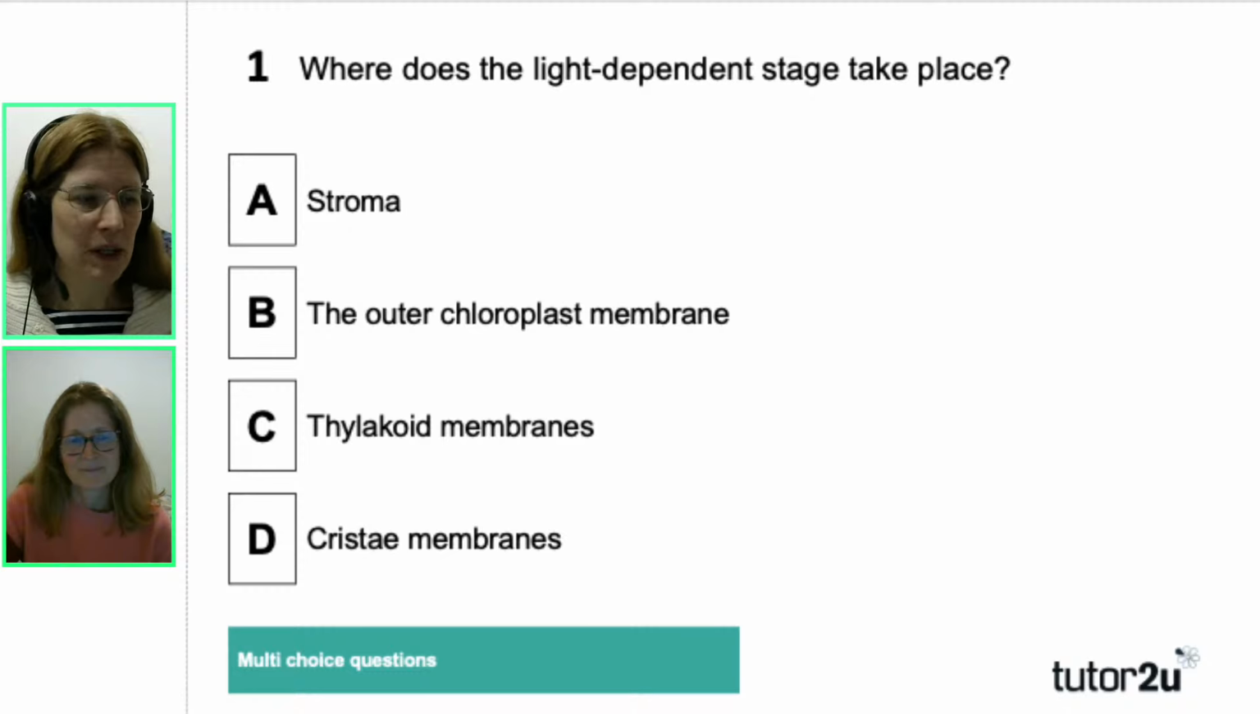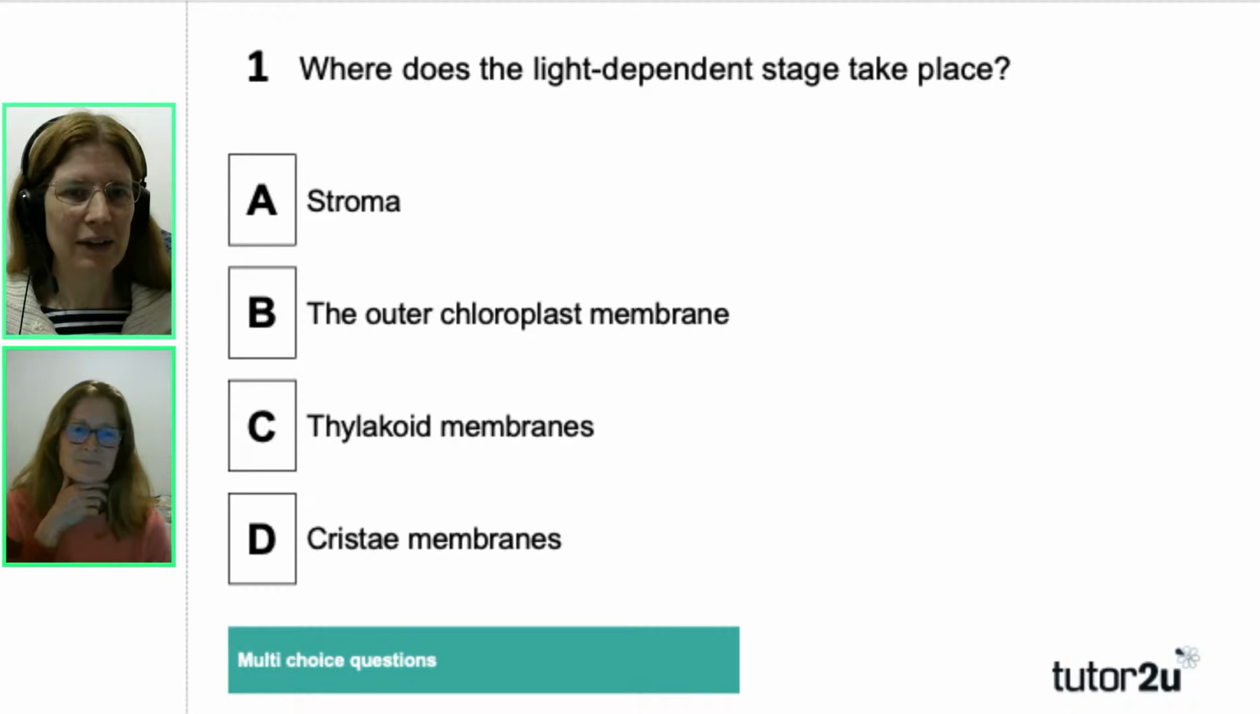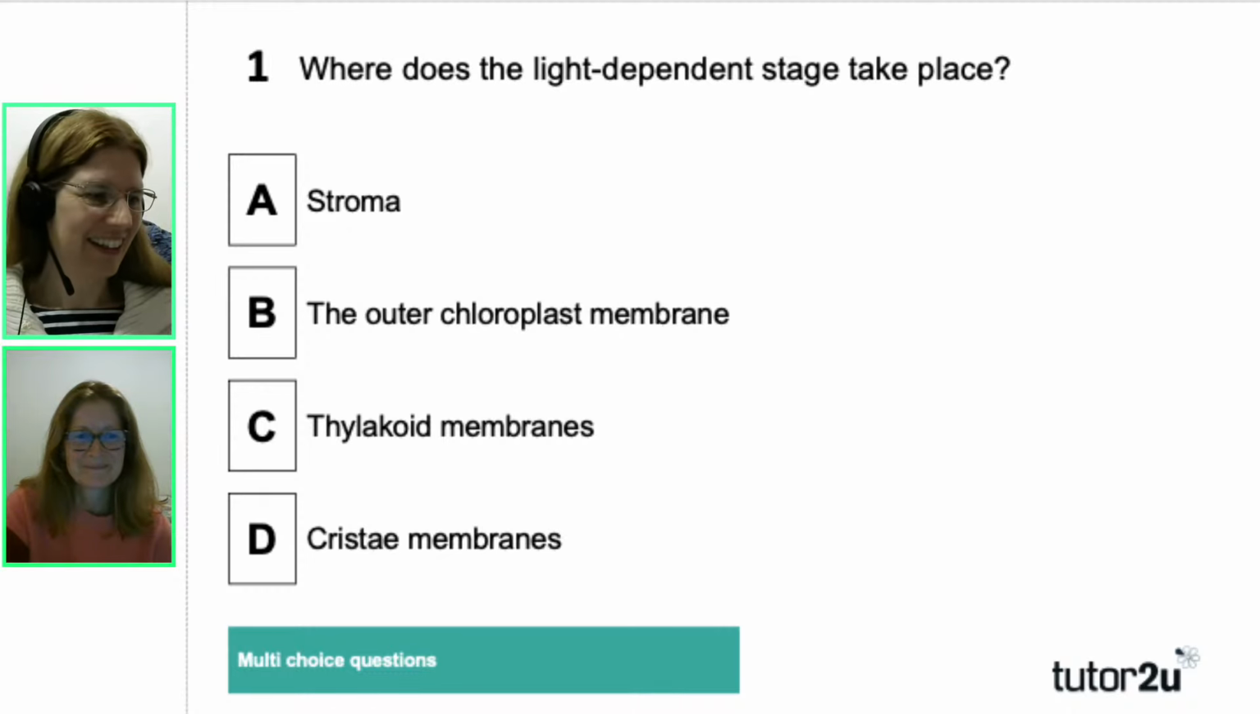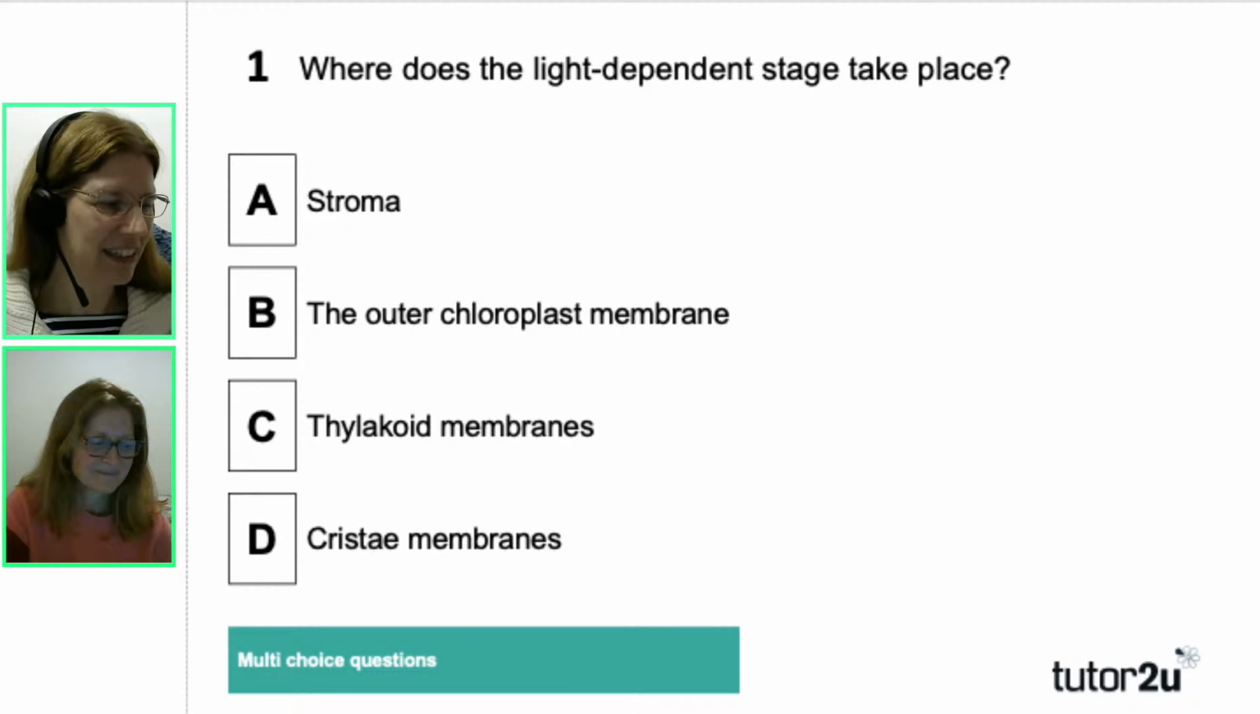Is it A, the stroma? Is it B, the outer chloroplast membrane? Is it C, the thylakoid membranes, or D, the cristae? So put it on the chat. Let's see what you have to say. What do you reckon for that good starter? Okie dokie.